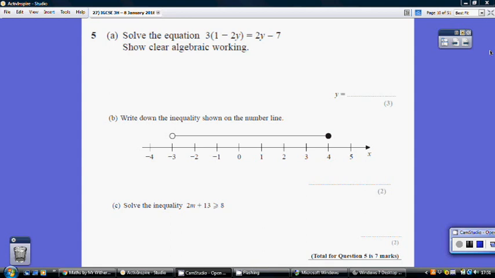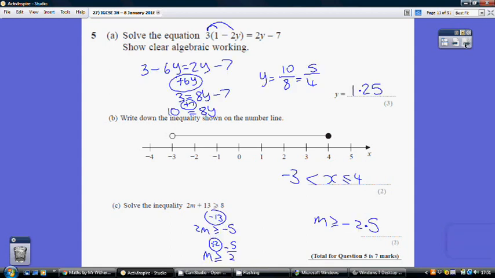Question 5. So for part A, start by multiplying out the brackets on the left. 3 times 1 is 3, 3 times minus 2y is minus 6y. So that's it with the left hand side expanded.